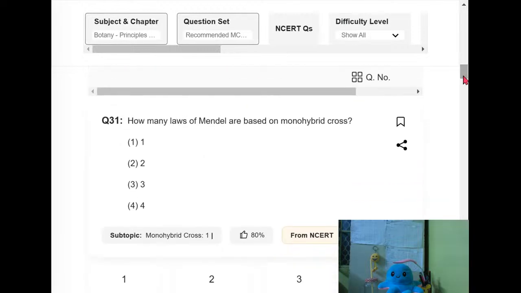How many laws of Mendel are based on monohybrid cross? Law of independent assortment, law of dominance.